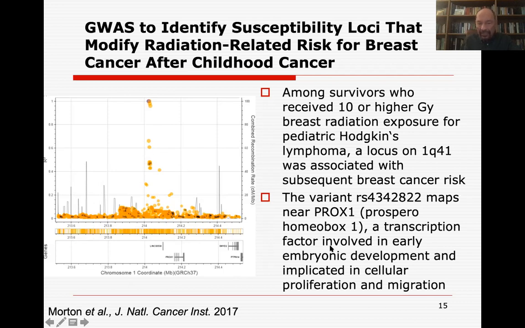This SNP is actually close to, not really on, but close to a gene which is called PROX1. This is a transcription factor. So it's involved in early embryonic development and implicated in cellular proliferation and migration. So clearly it is a good candidate for being involved in the development of radiation-induced breast cancer.